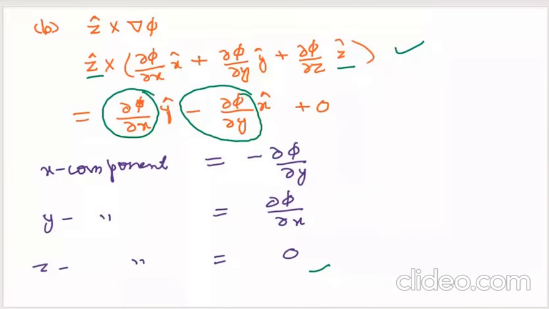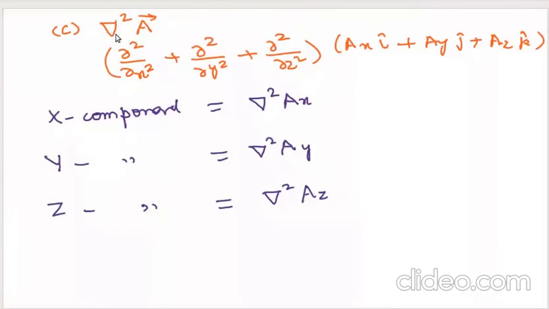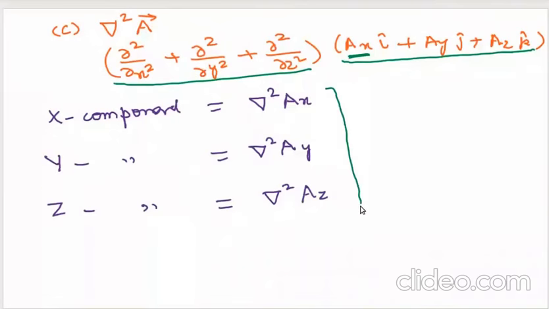The last part of this question is del square of vector A. The del square operator is given by this expression, and suppose the vector is given by this expression. So this del square is being operated on A. If you operate del square on Ax, it will give you the x component of this expression, if you operate del square on Ay, it will give you the y component, and similarly operating it on Az, it will give you the z component. So these are the three components. Any doubt here?